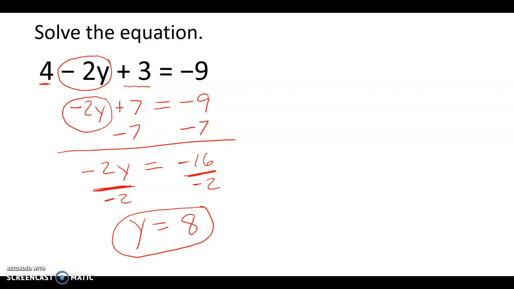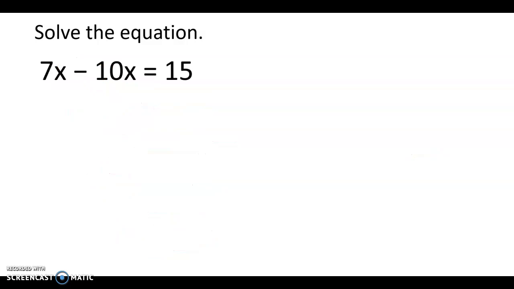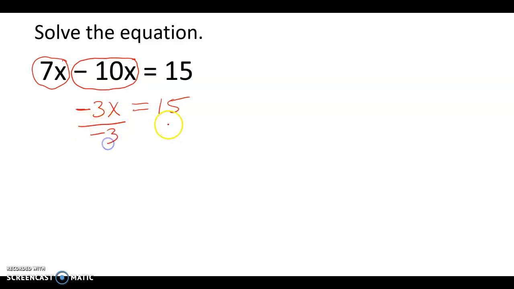Okay, let's look at the next slide. On this one, I see this variable term, but there's also this variable term. Since there's two of them with x's, I have to combine those. So 7 minus 10 would actually give me a negative 3x equals 15. Now to get rid of the negative 3 touching the x, that's multiplication, so I undo that with division. So I end up with x equals negative 5.